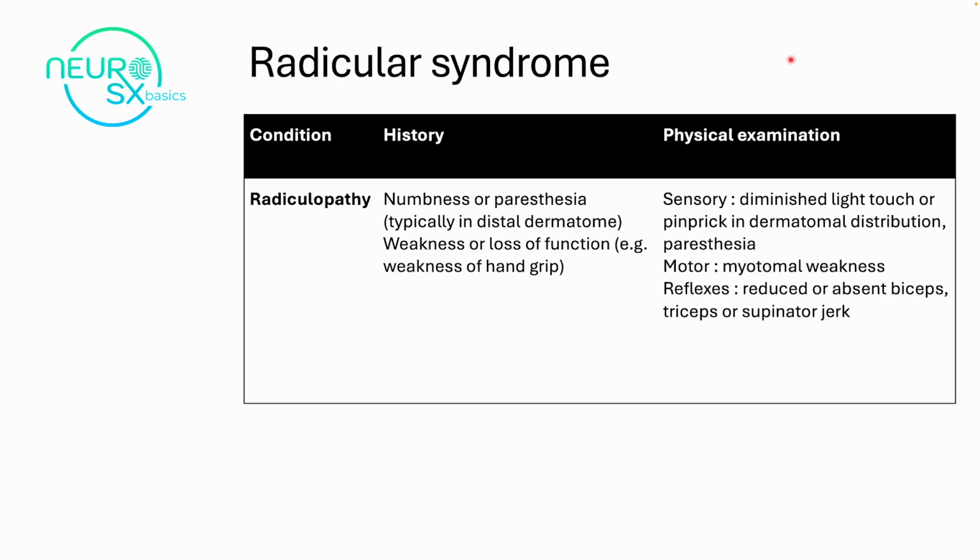On examination, you have classic signs of radiculopathy. You can have diminished light touch or pinprick in the dermatomal distribution and paresthesias. You could have myotomal weakness, and you could have reduced deep tendon reflexes.